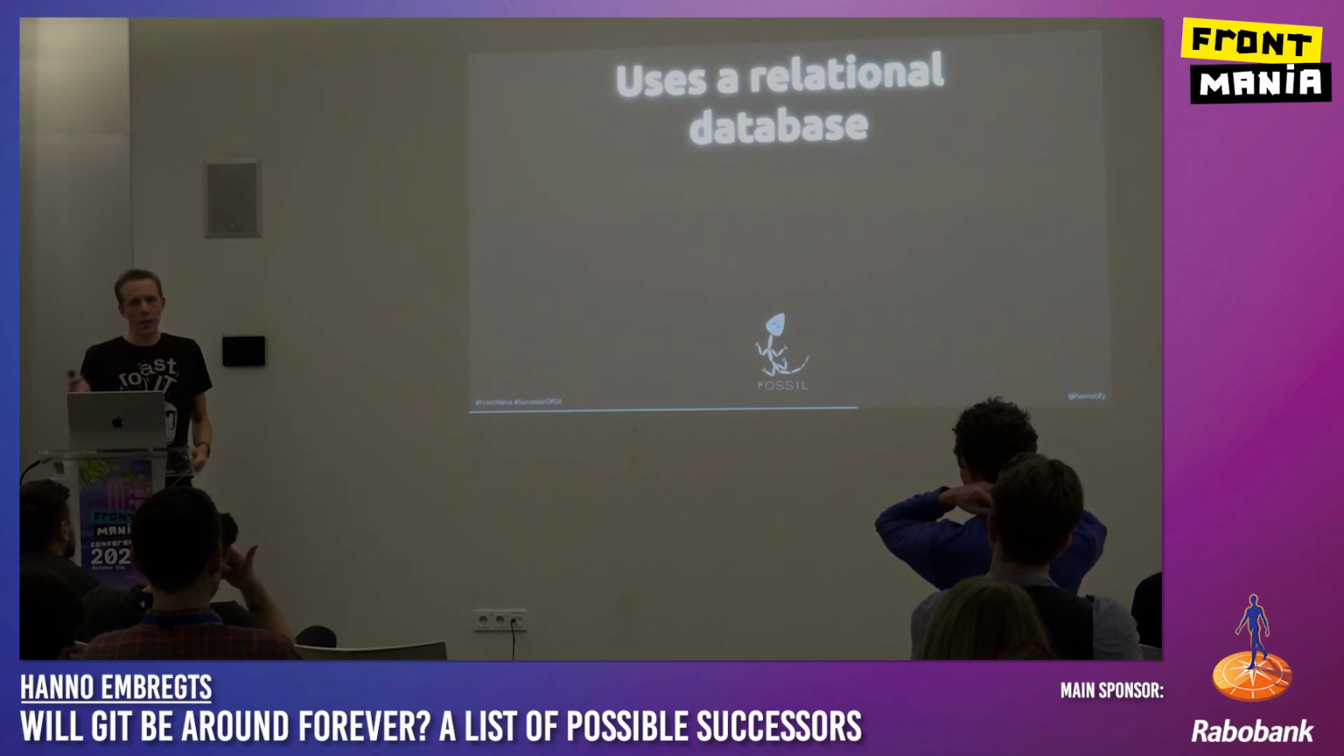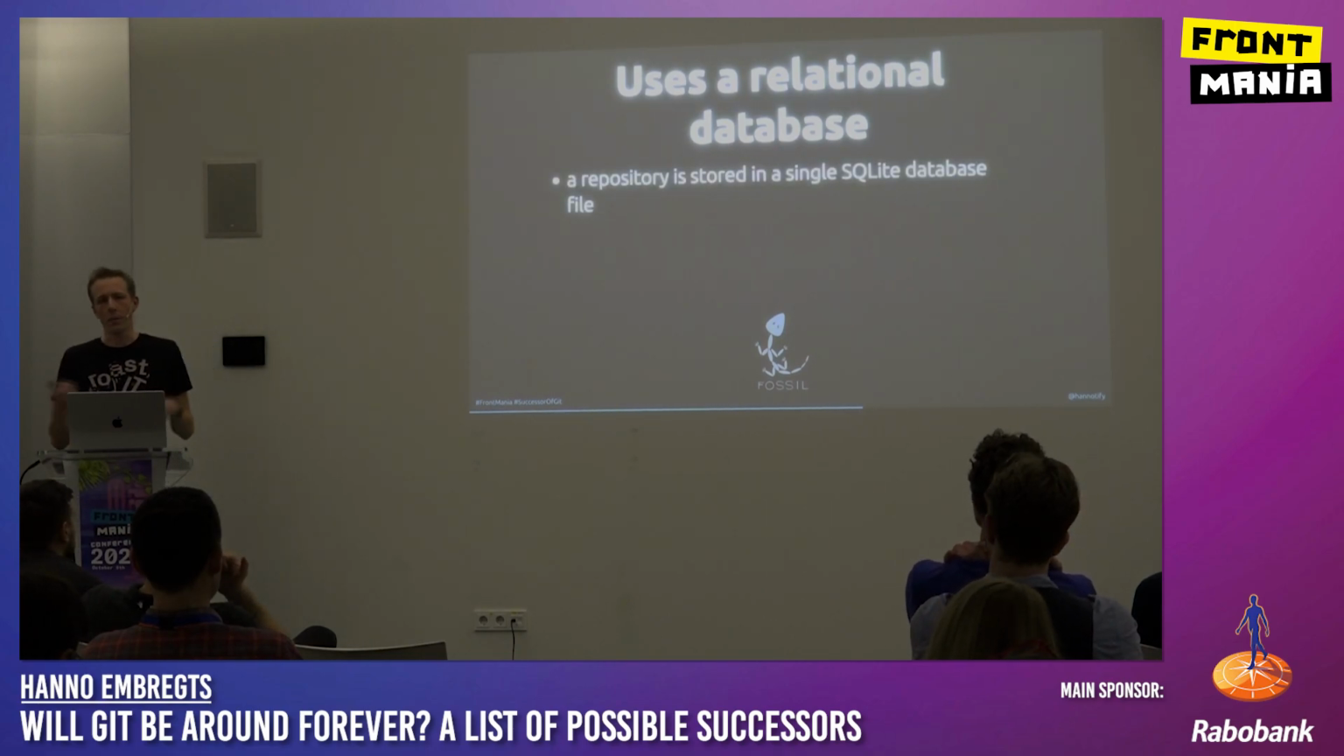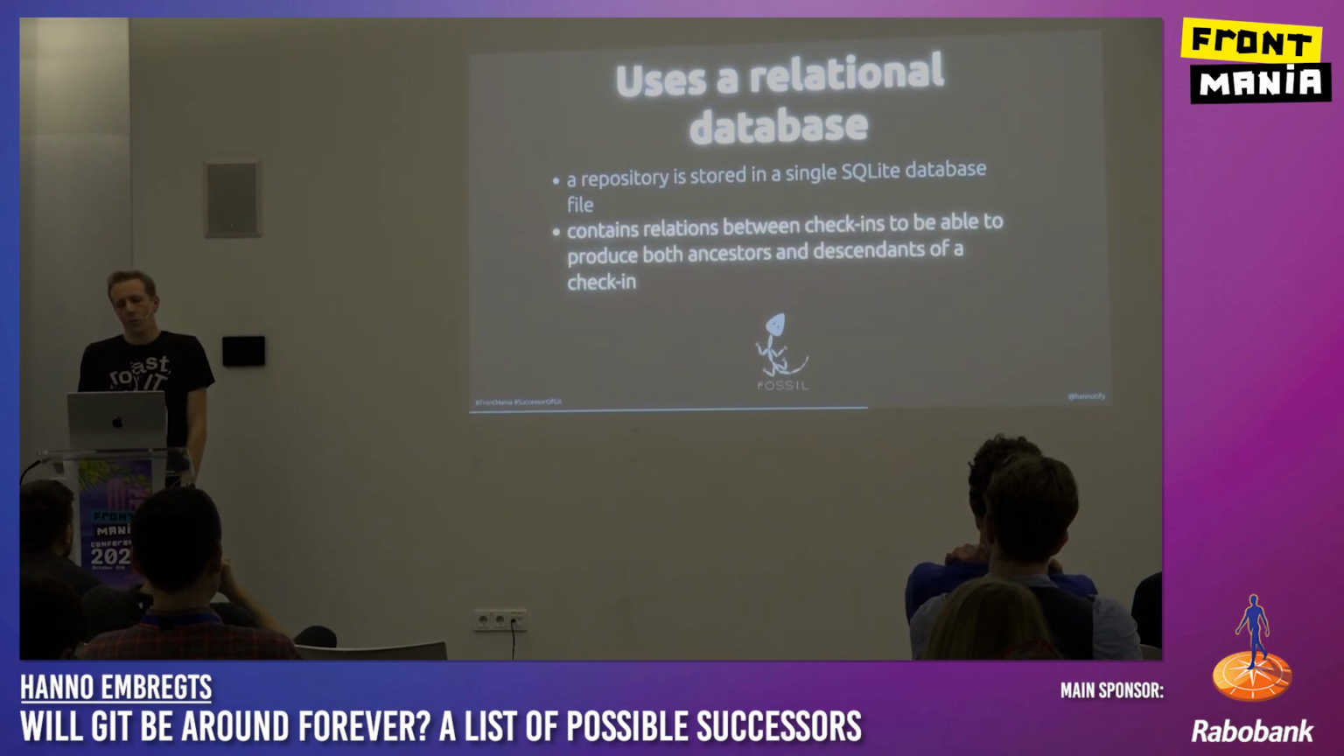So I already told you in Git, a single commit knows only who its ancestor is. And in Fossil, this is stored in a database file, and it keeps track of both ancestors and descendants. So it's like doubly linked.